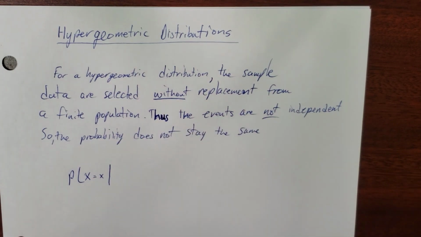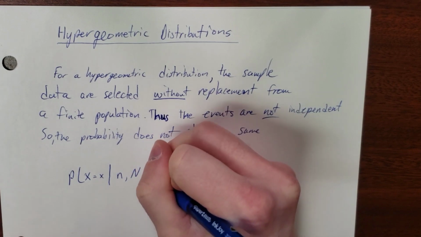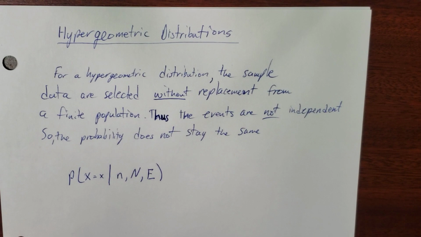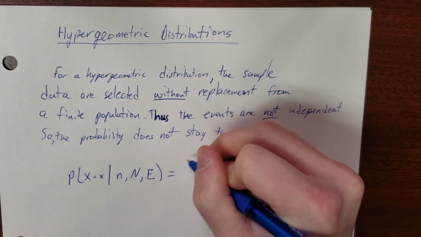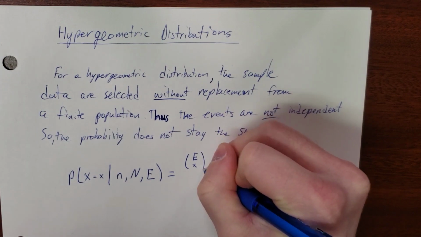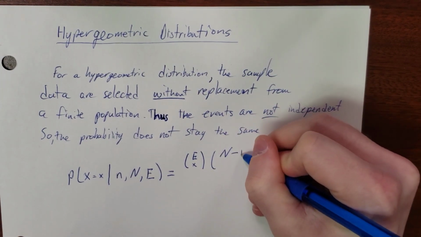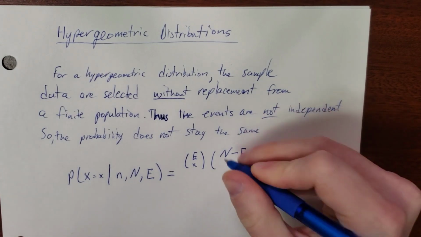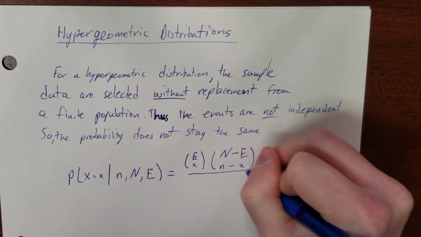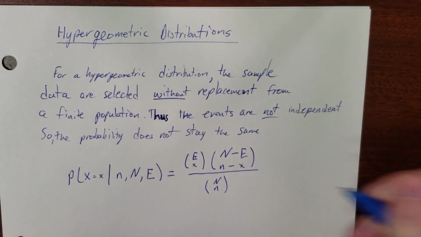So our formula for this is the probability that X events occur, such that, and we're given some other variables here, lowercase n, a capital N, a capital E, and our formula is E choose X times capital N minus E choose lowercase n minus X, all divided by capital N choose lowercase n.